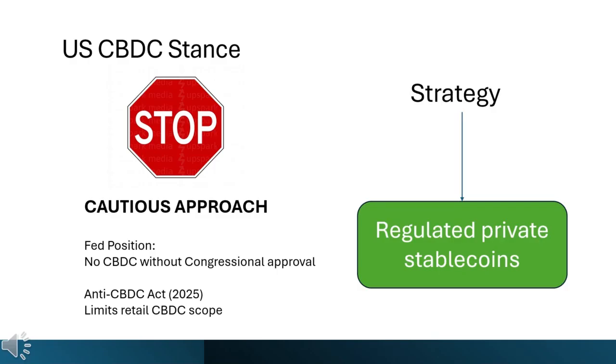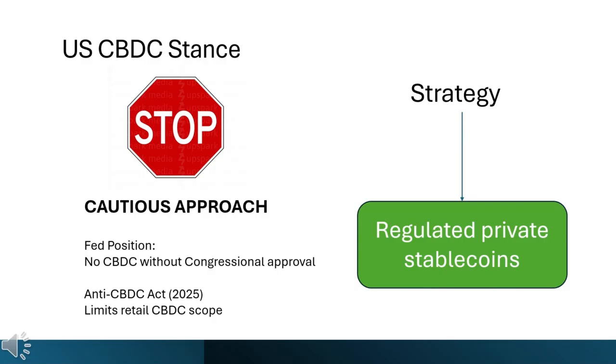In contrast, the Federal Reserve's CBDC policy is extremely cautious. The Fed's 2022 report presented potential advantages alongside risks of reduced financial intermediation, privacy infringements, and cyber risks, maintaining the position that it won't issue CBDC unless benefits exceed costs, and there's explicit congressional and administration support. The Anti-CBDC Surveillance State Act, which passed the House in 2025, further narrows the scope for retail CBDC introduction.